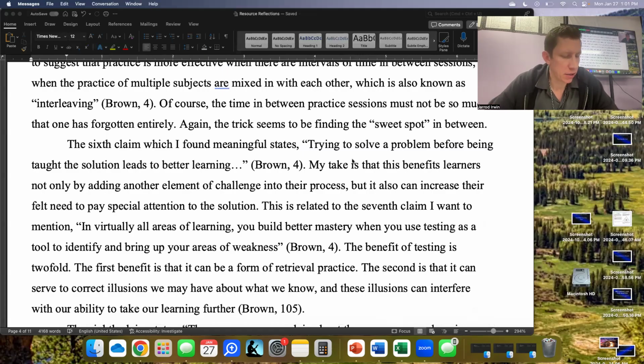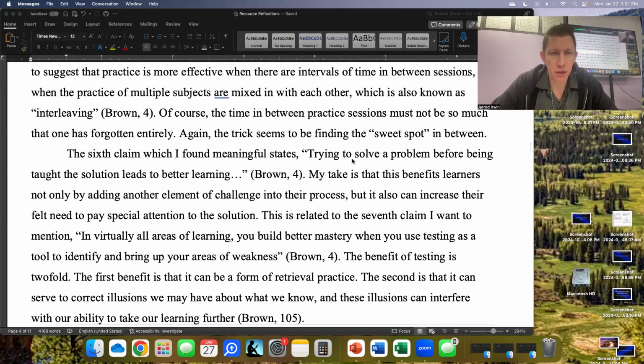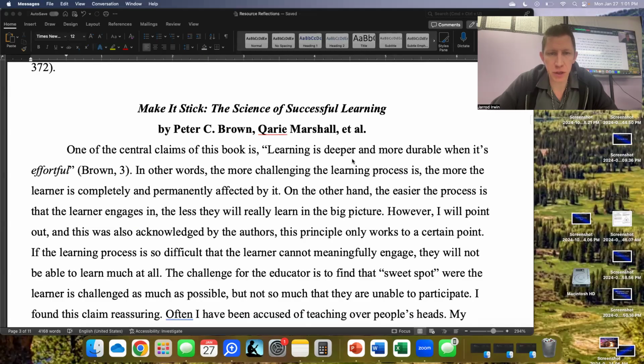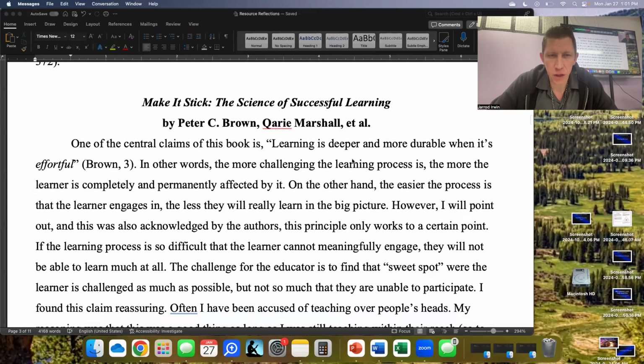All right, any other thoughts on what we've talked about previously? Okay, I've got a line set at the sixth claim. Let's actually review the claims too. That would probably be helpful, just to summarize. First claim, that first paragraph: learning is deeper and more durable when it's effortful.